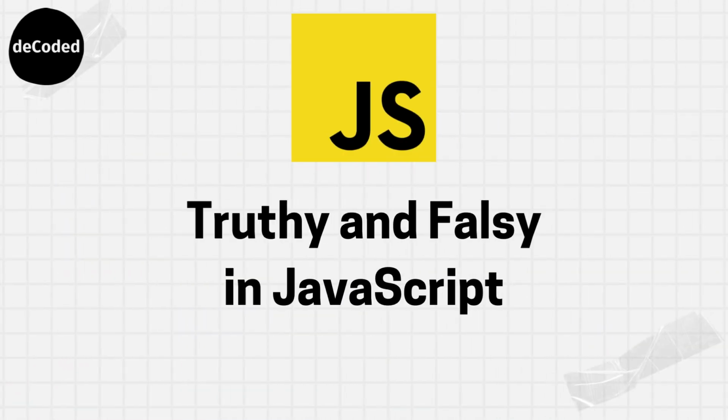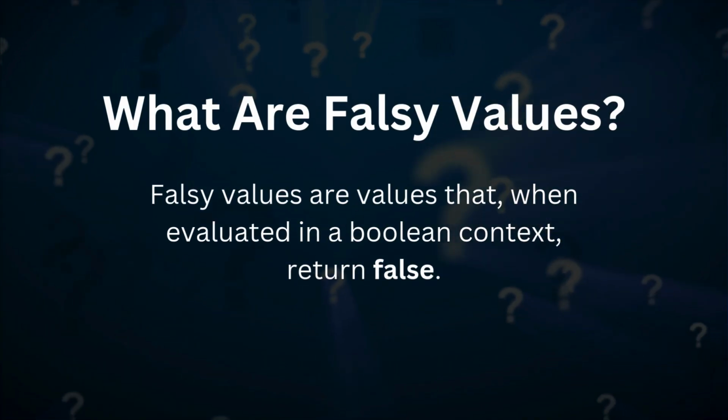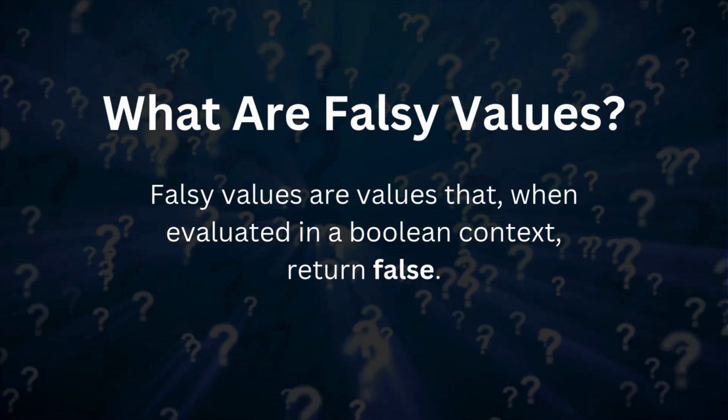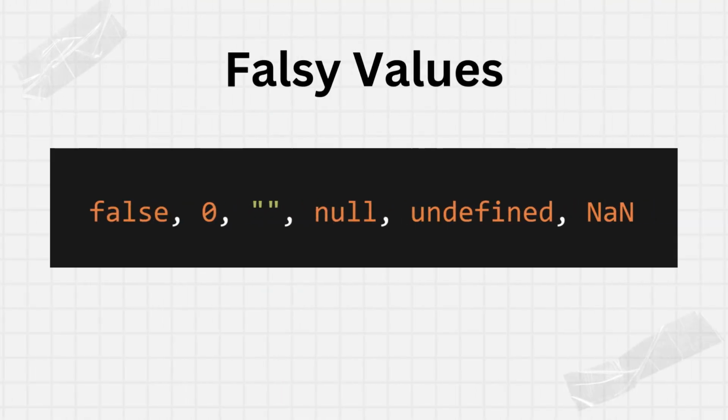In JavaScript, not everything that seems like true or false is as it appears. Let's dive into truthy and falsy values. What are falsy values? Falsy values are values that, when evaluated in a Boolean context, return false. These are the only 6 falsy values.